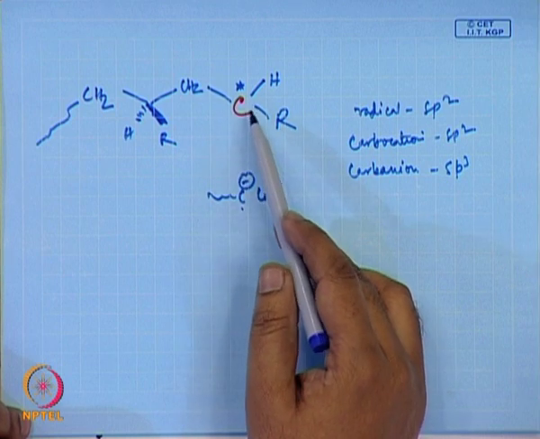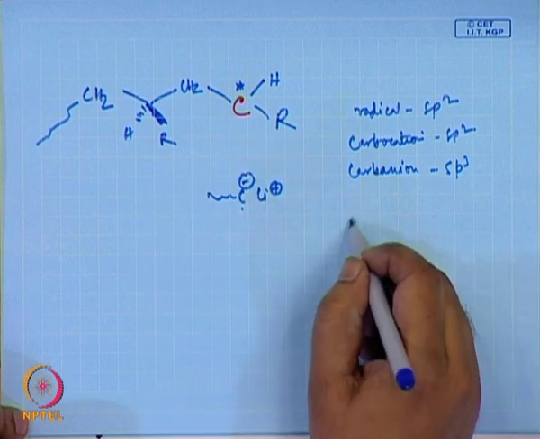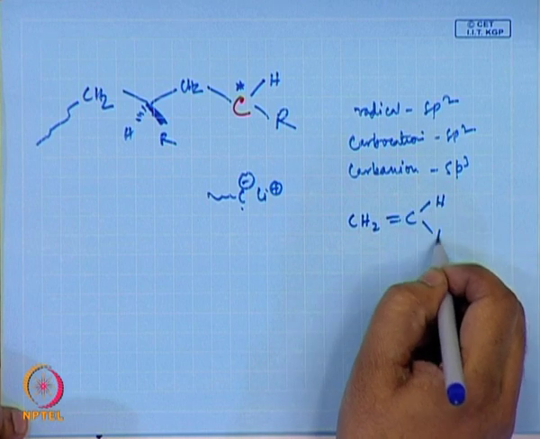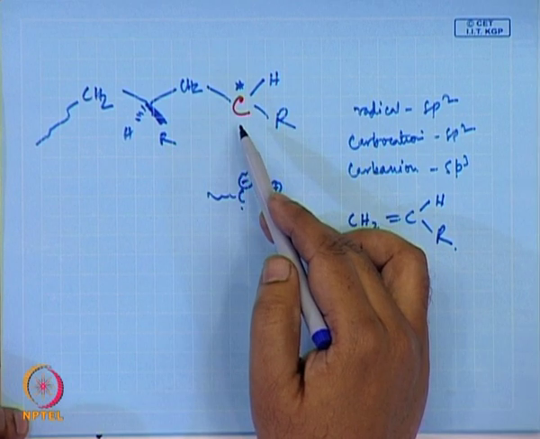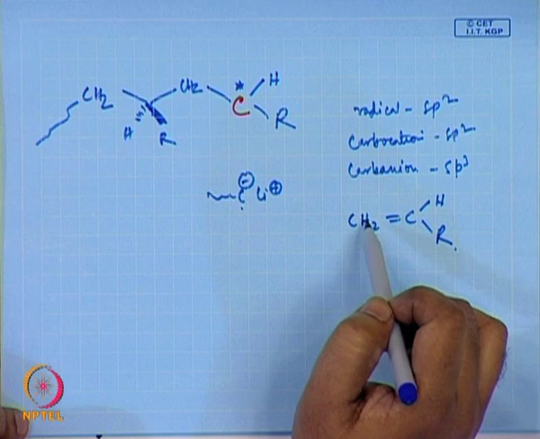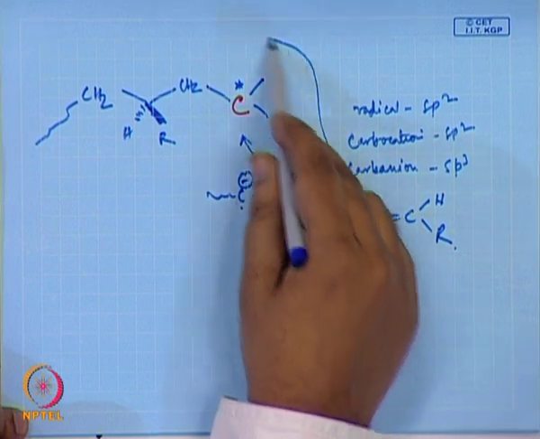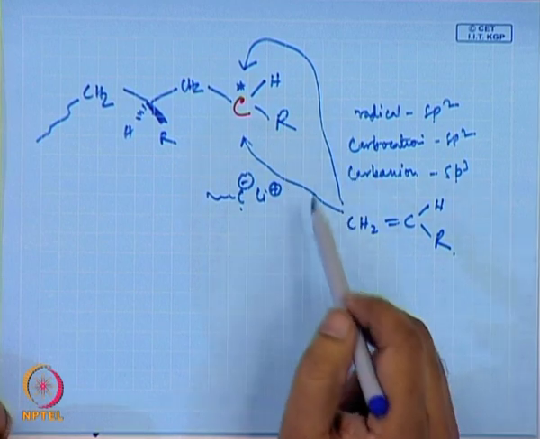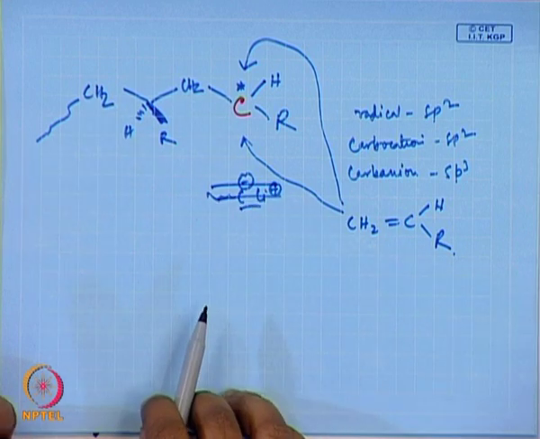Now, if it has a planar geometry, when the next monomer comes in, because it is planar, it can come from both sides. So, there is no special preference, it can come from this side or from this side as well. So, no special preference or hindrance from one side or the other. Let me wipe this one off to avoid confusion.